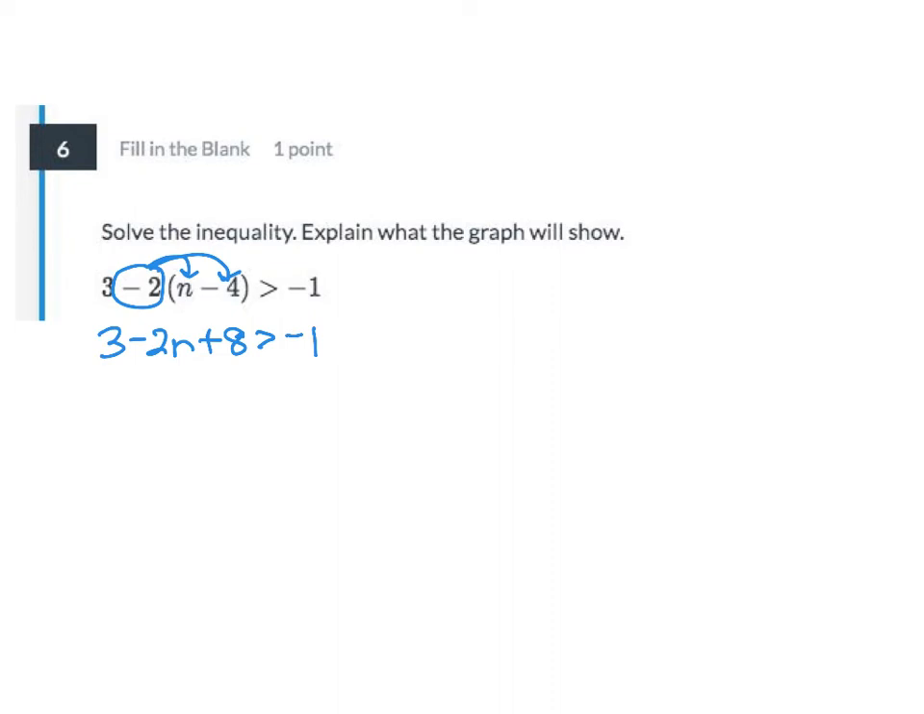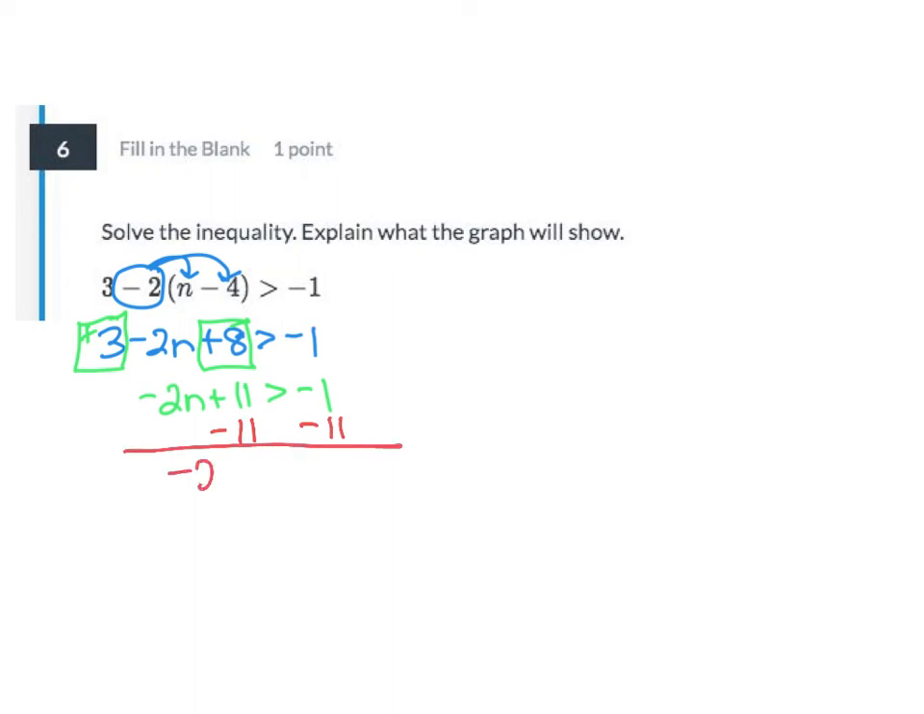So our next step, as far as solving equations, is to combine like terms on the same side. We have a +3, and then we have a +8. 3 plus 8 is 11. So we have -2n, +11, greater than -1. Then from here, we want to solve the equation again. We're going to do PEMDAS backwards. We see that there is a +11, and that one needs to move to the other side to be with its friend. So we are going to subtract off 11 from both sides.